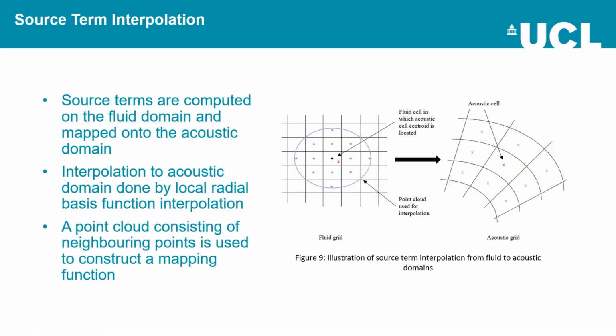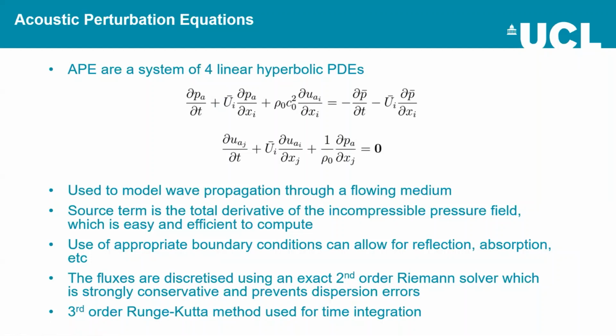And this has been found to be quite an efficient and very accurate method. It's certainly a lot more accurate than things like inverse distance weighted and least squares methods. So once we've mapped our source terms over, we use the acoustic perturbation equations, which are shown here, and they're used to model the wave propagation of the acoustic waves through a flowing medium. Now, the source terms that we've computed are just the total derivative of the incompressible field, and they're shown here. That's quite useful because they're very easy to compute. That's computed just using information we have from our fluid simulation.